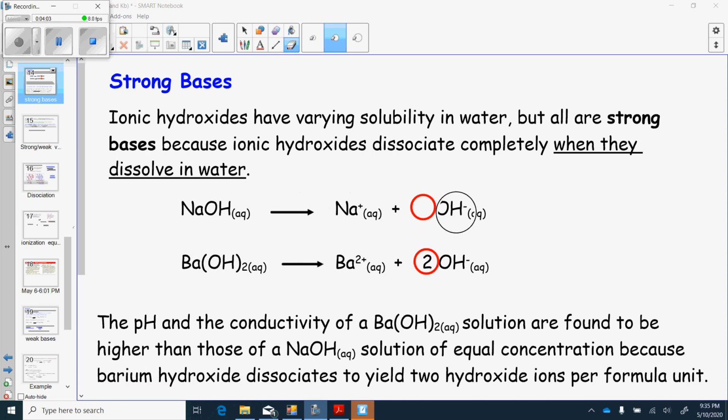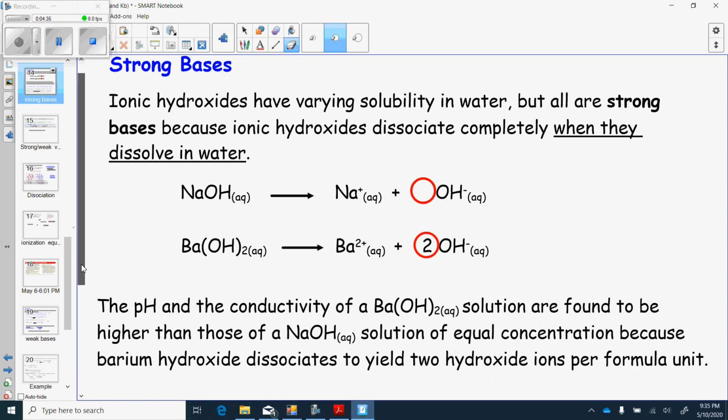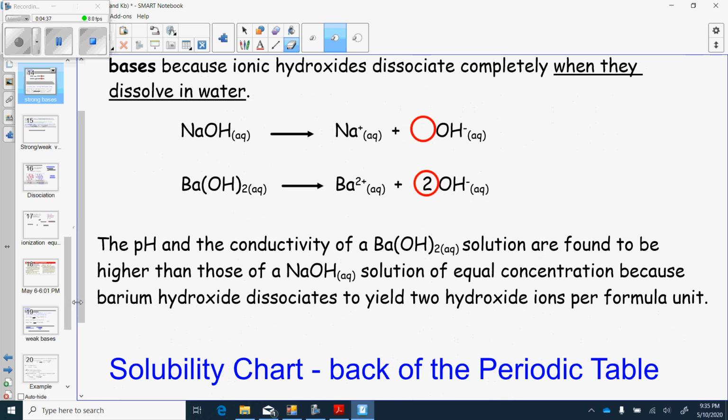So it'll produce an equal amount of OHs as NaOH produces Nas. With barium hydroxide, though, we have that subscript 2, so we have a 1-to-2 ratio. So you're going to have twice as many OHs as you do barium hydroxide. Because barium hydroxide is soluble, you're going to get a higher concentration of OH- there, and therefore a stronger base. The pH and conductivity of barium hydroxide solutions are found to be higher than those of sodium hydroxide, and that's what you're going to find out.